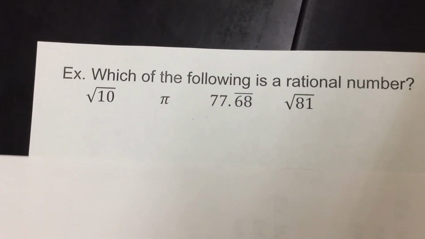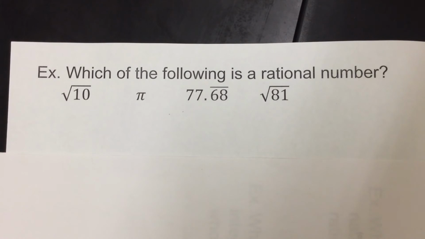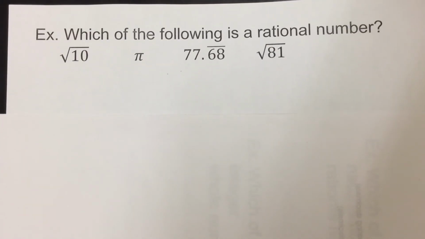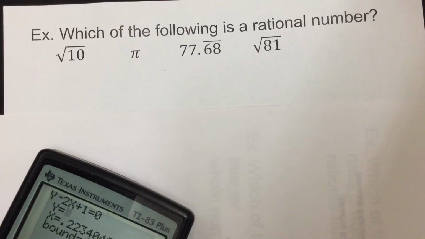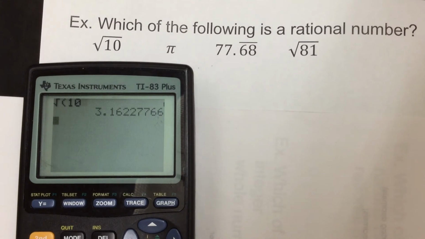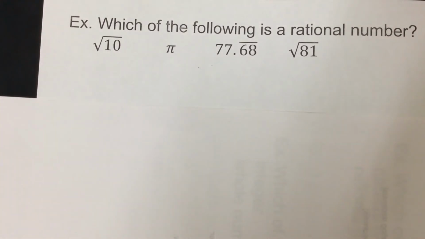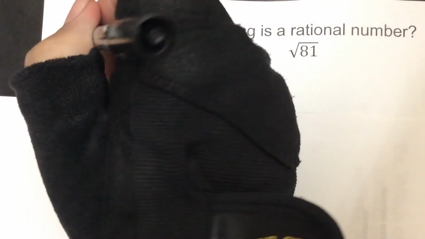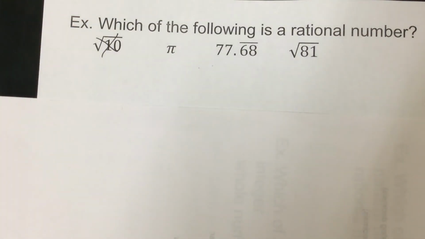Which of the following would be a rational number? A rational number is a number we can write as a fraction. Well, the square root of 10 is not going to be real pretty. If I grab a calculator here and do the square root of 10, we get 3.16227766, and that's going to keep going on. That one does not terminate and does not repeat at any time. So this one will be irrational, so it's out. If it's an irrational number, it does not fit as a rational. Pi is automatically irrational, so this one will not work either.